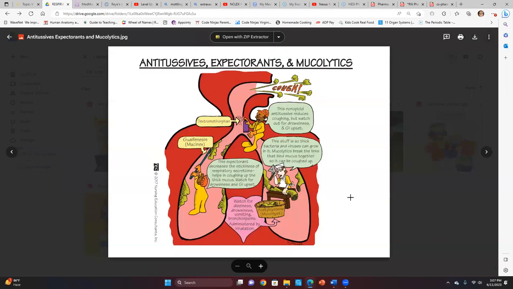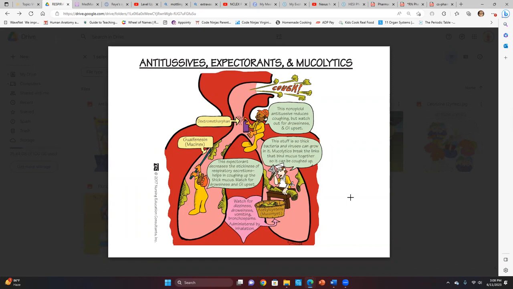Guaifenesin. Okay, is an expectorant. It helps the patient expectorate or cough up any secretions. So they should take this medication with a full glass of water. Increased fluid is needed to help loosen those secretions.